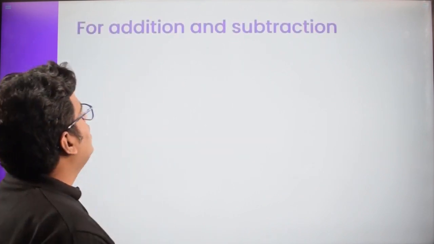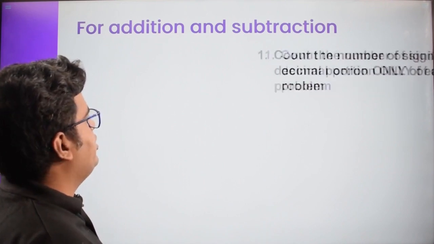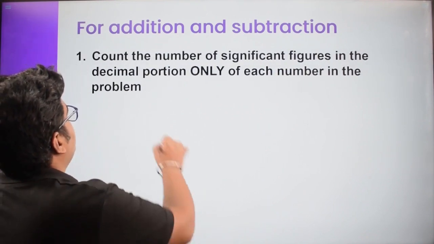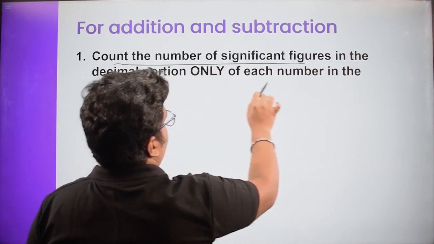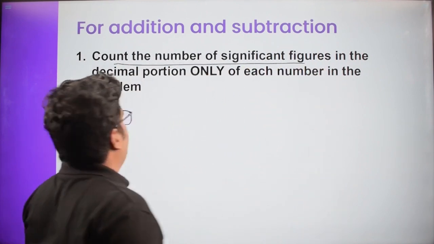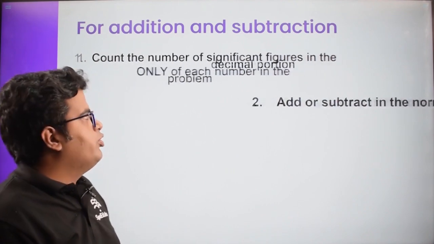Let's move further. For addition and subtraction, we have certain points. Rule number 1 is to count the number of significant figures in the decimal portion only of each number in the problem. Whatever numbers we have, we have to count those, right?